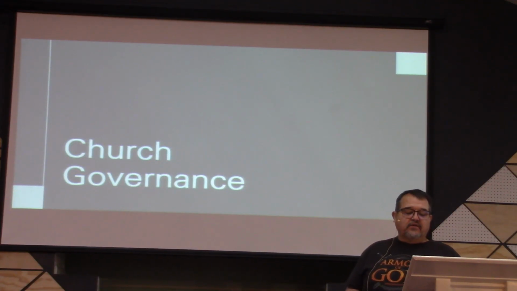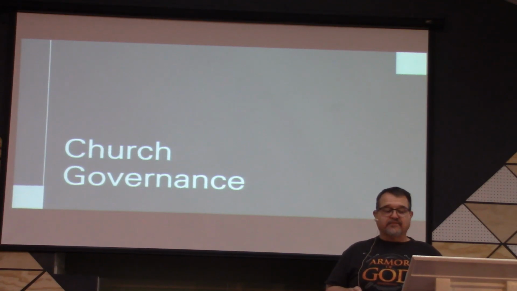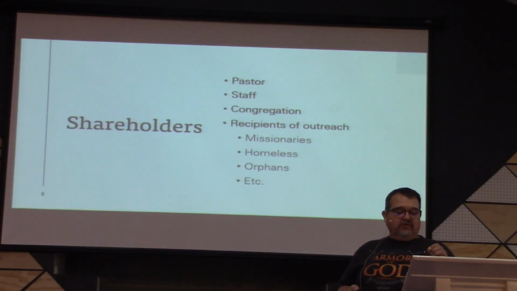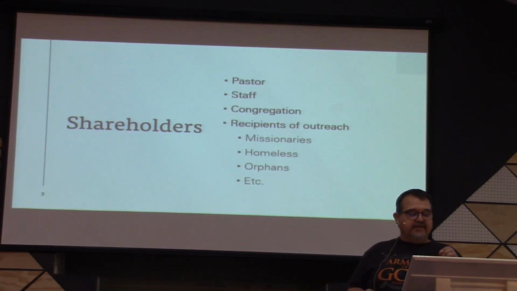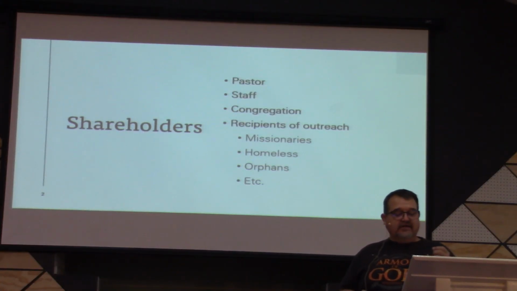The governance model or system must be appropriate to the culture and functional needs of the shareholders, members, pastors, and people that receive from the church. The shareholders are the people involved and affected by the church. They include the pastor, staff, congregation, and recipients of the church's outreach. A well-run church should be able to meet the needs of the shareholders while maintaining an effective ministry.